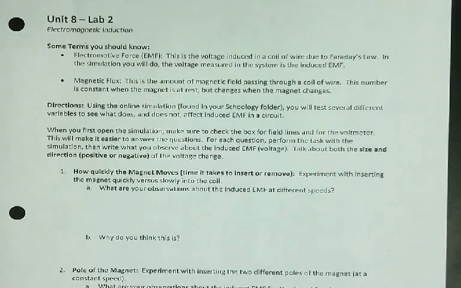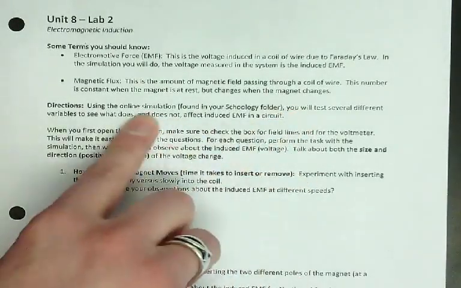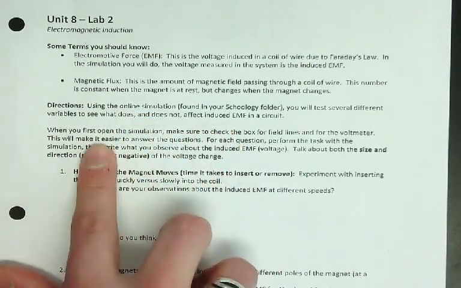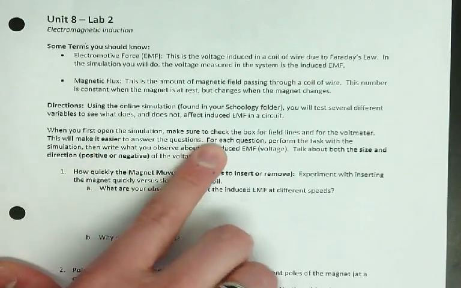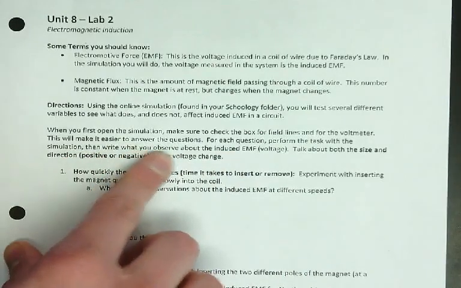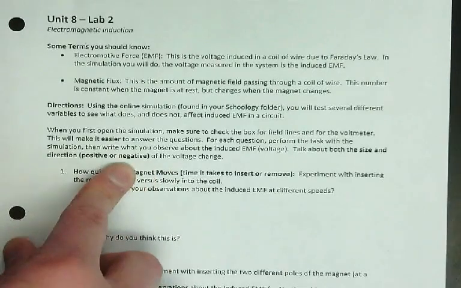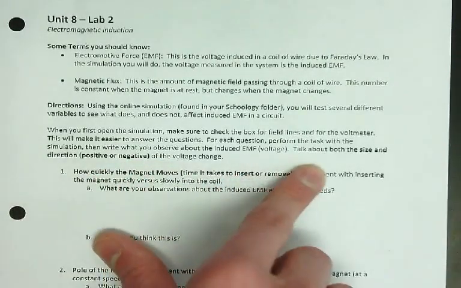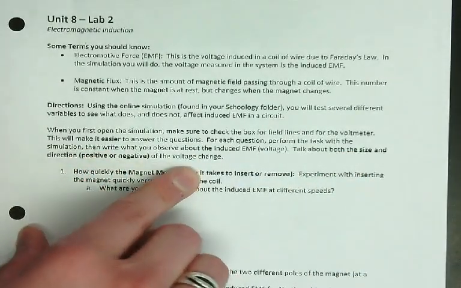Okay, so directions. Using an online simulation, you'll test several different variables to see what does and does not affect the induced EMF in a circuit. When you first open the simulation, make sure to check the box for field lines for the voltmeter. This will make it easier to answer the questions. For each question, perform the task with the simulation, then write what you observe about the induced EMF voltage. Talk about both the size and the direction of the voltage change.